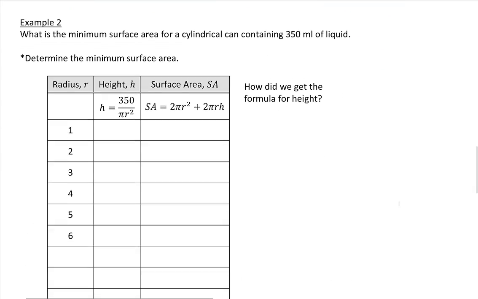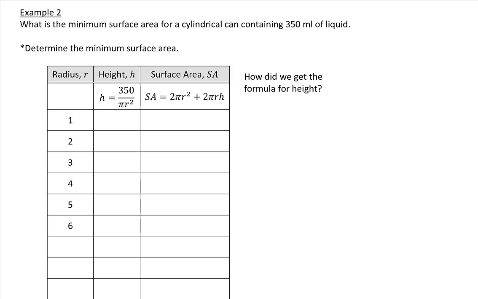Alright, next one. This time we're not going to look at a cube, we're going to look at a cylinder. So if you were to get a question like this, I'd guide you on what type of values you should use. So what is the minimum surface area for a cylindrical can containing 350 milliliters of liquid? The first thing we should note is that 1 milliliter is equal to 1 centimeter cubed. So that means that this here is 350 centimeters cubed.